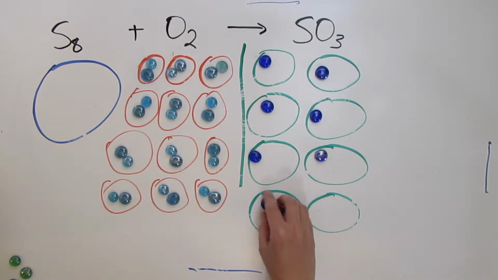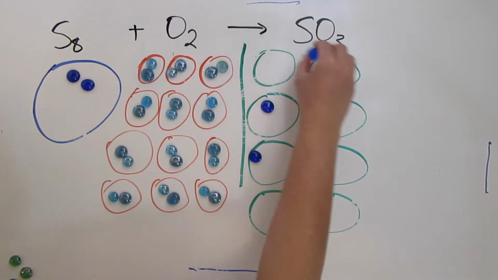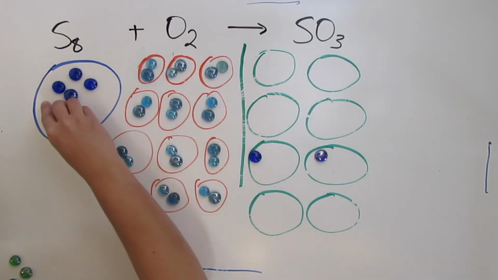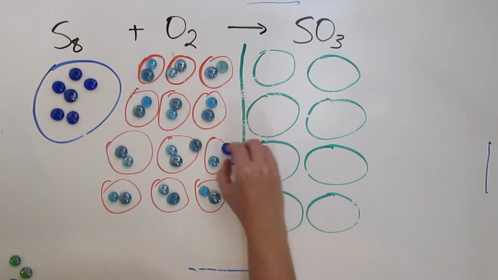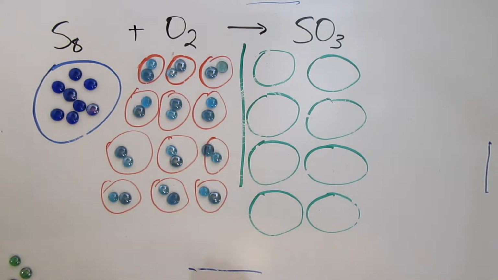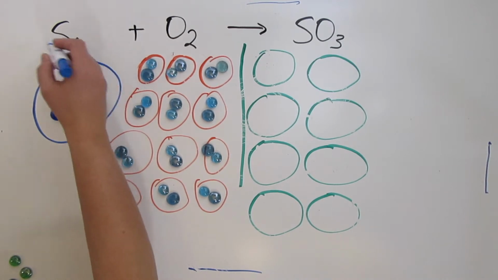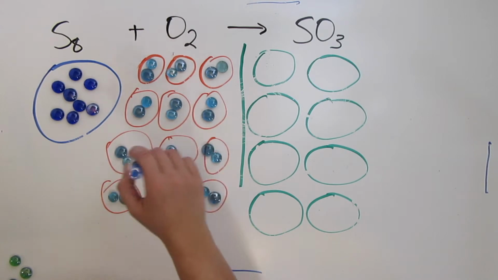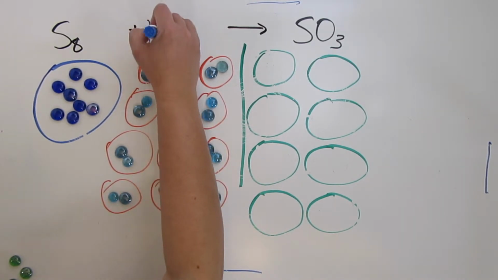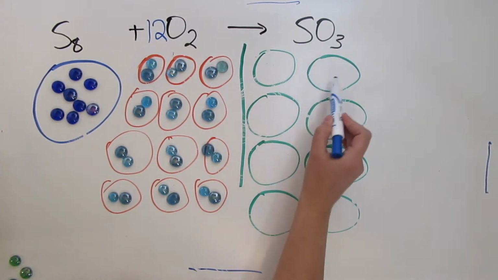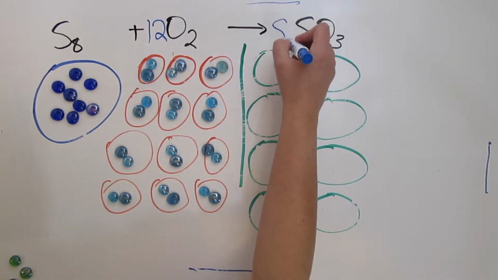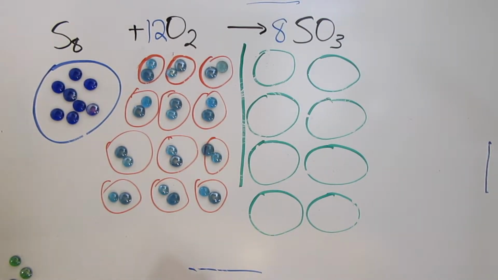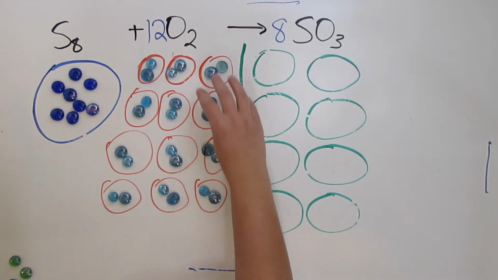And now let's double check that everything is the way that it's supposed to be. I'm just going to move all of this back to the reactant side. We still only have 1 molecule of sulfur, so we don't need to add anything here, but we now have 1, 2, 3, 4, 5, 6, 7, 8, 9, 10, 11, 12 oxygen molecules, and we're going to make 1, 2, 3, 4, 5, 6, 7, 8 sulfur trioxide. So let's move all this stuff over to double check that our reaction is balanced.